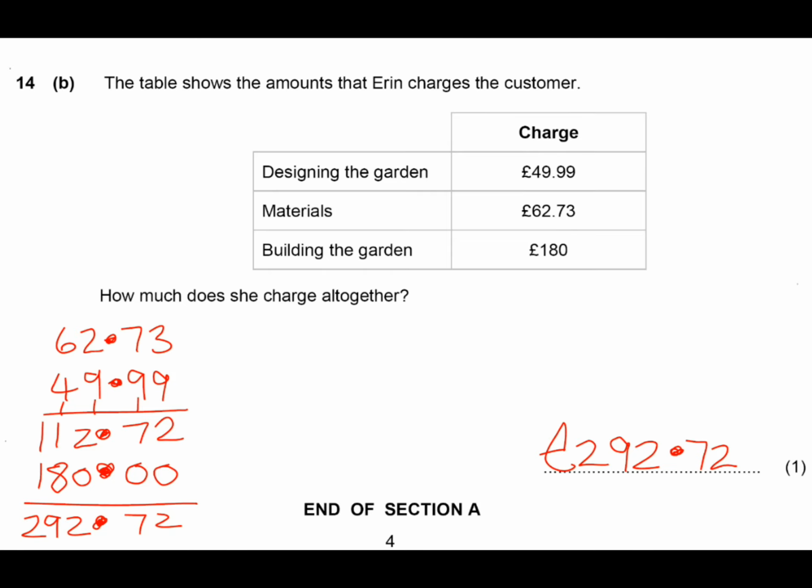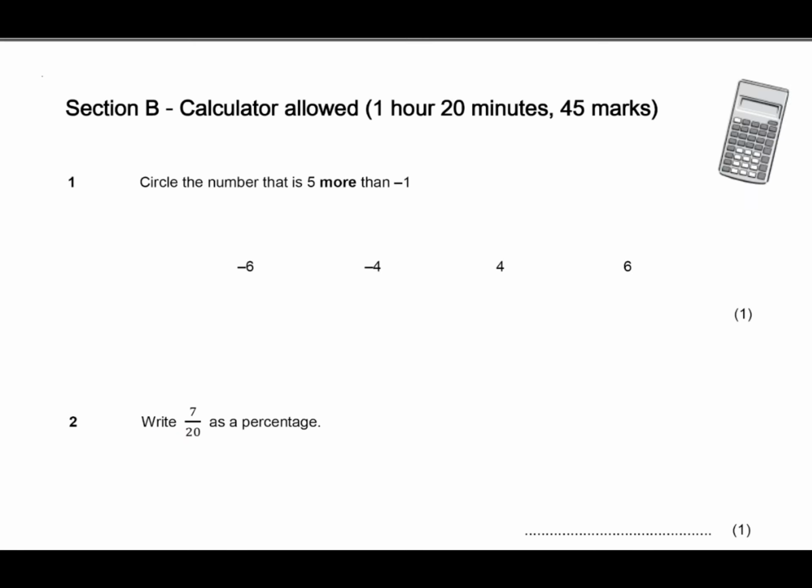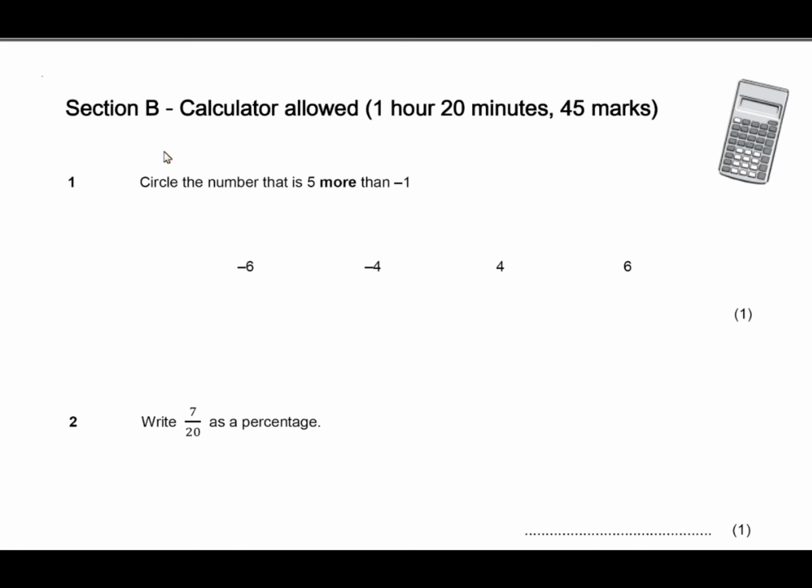And that's the end of section A. Now we're going to look at section B, where we are allowed to use our calculators. If there's anything complicated on the paper to do with the calculator, I will call the calculator up and show you how to use the calculator to carry out that particular activity. Section B lasts for 1 hour and 20 minutes, and there are 45 marks available.